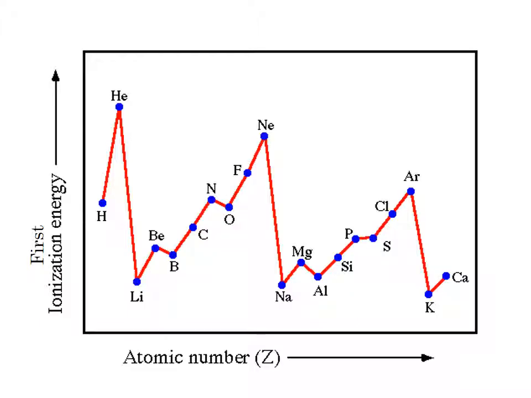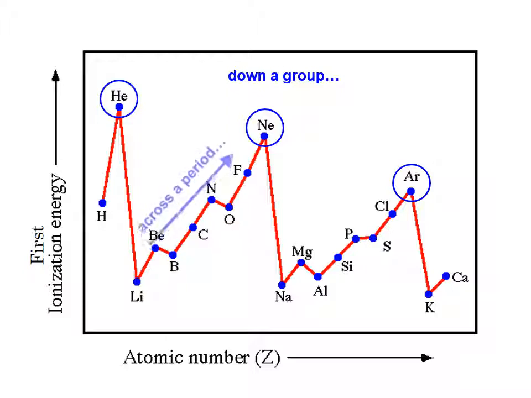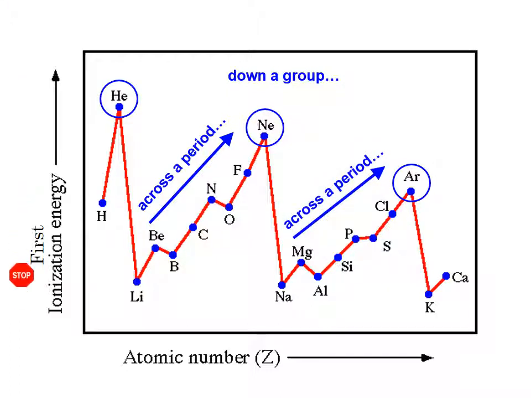So here's a diagram that shows the general trends we're after. As we go down a group, for example the noble gases, helium and neon and argon, you can see that the first ionization energy decreases. As you go across a period, you can see that in general, the first ionization energy increases, except there are a few exceptions: from beryllium to boron, from nitrogen to oxygen, and in the elements below those, in the next period, magnesium to aluminum and phosphorus to sulfur.